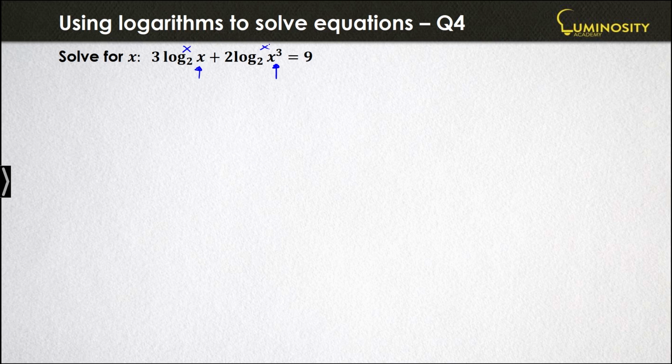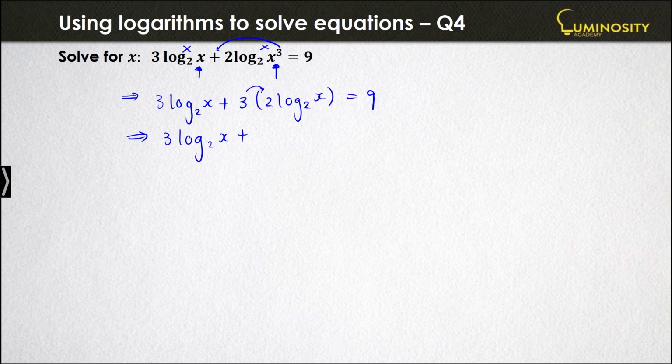So let's go ahead and solve this equation. Now what I'm going to do is use the power rule first. So 3 times log base 2 of x plus, I'm going to take the cube and bring it forward, so it's going to be 3 times 2 log base 2 of x equals 9. Next, I'm going to expand that out. So 3 log base 2 of x plus 3 times 2, which is 6, log base 2 of x equals 9.